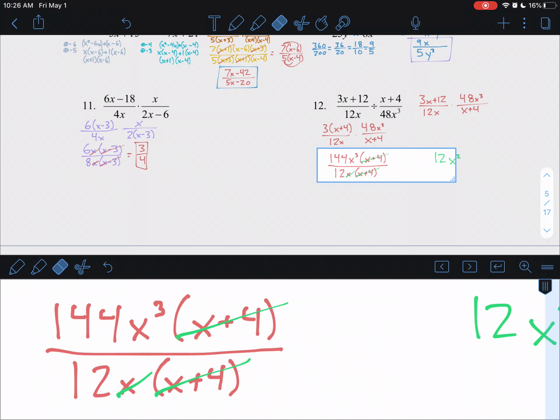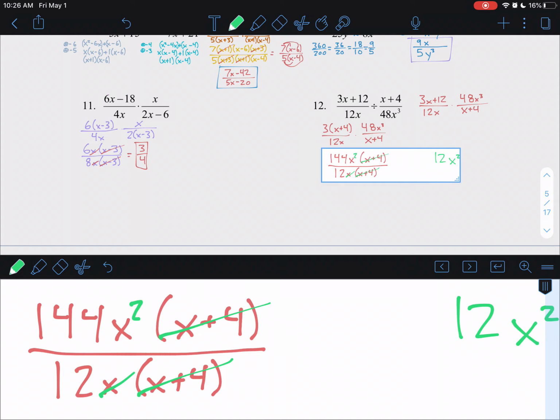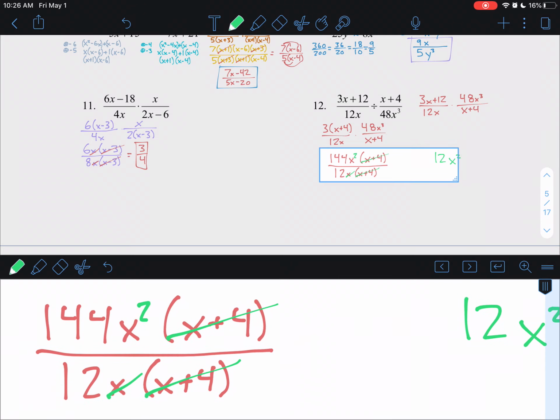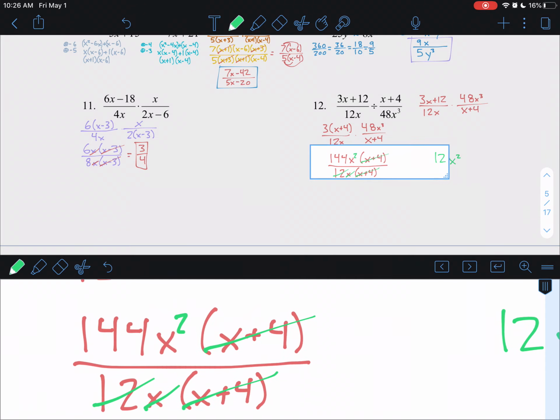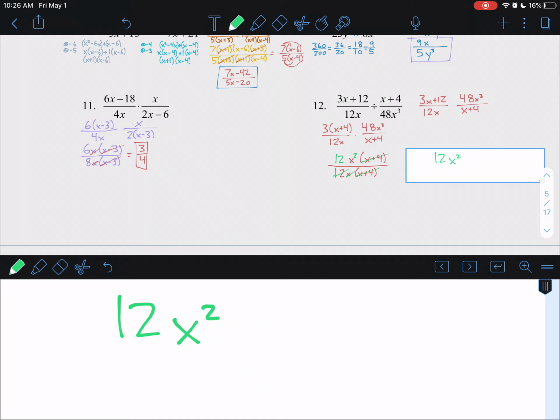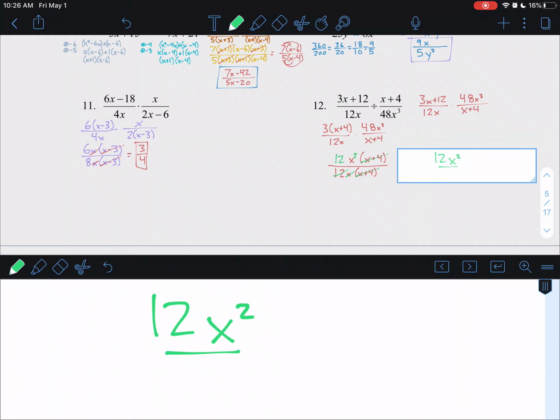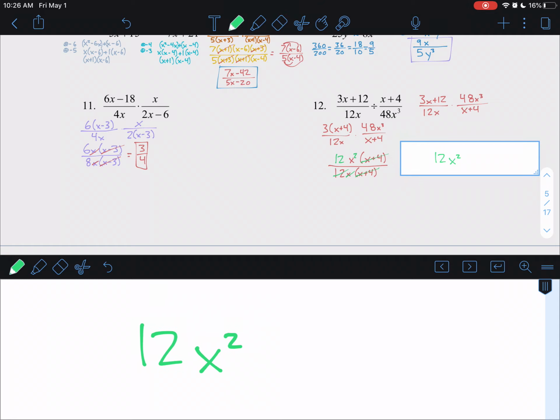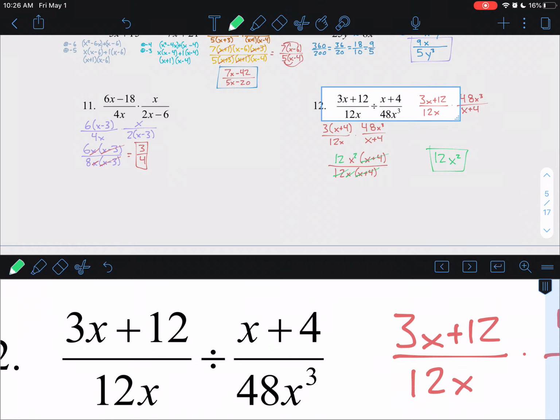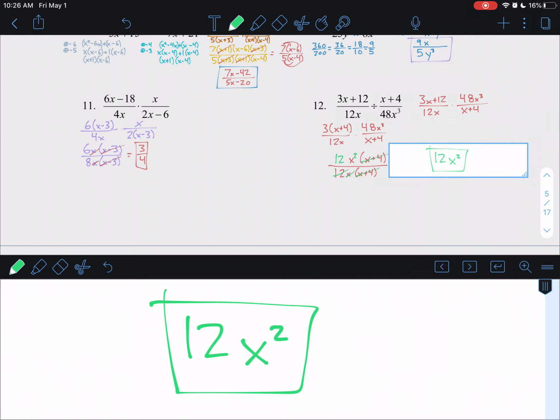I'm not exactly canceling out that 3, so I won't actually cancel it out. I'll just turn that into 12. And 144 over 12, yeah. Okay. So that gets rid of everything in my denominator. And all I'm left with is 12x squared in my numerator. I can write that as over 1, but I don't need to. It's just 12x squared. So that's the answer. 3x plus 12 over 12x divided by x plus 4 over 48x cubed is 12x squared.